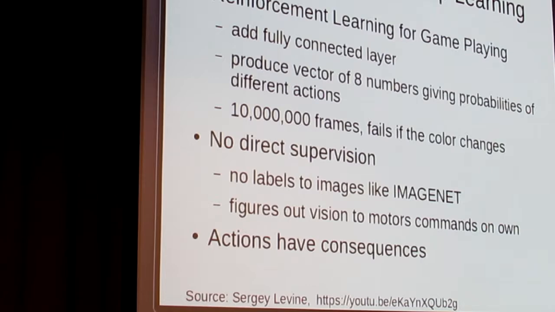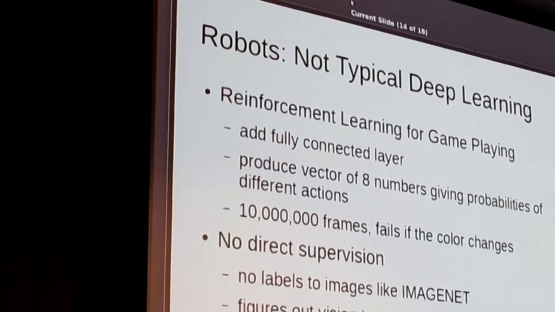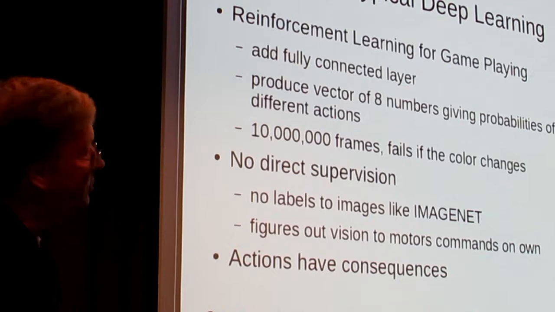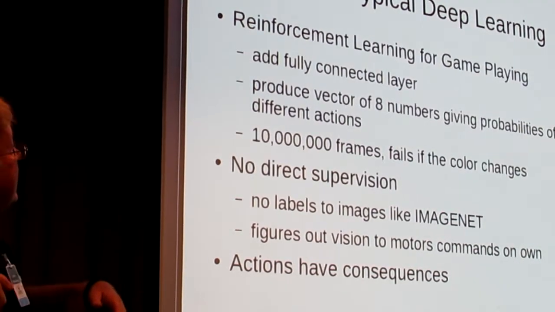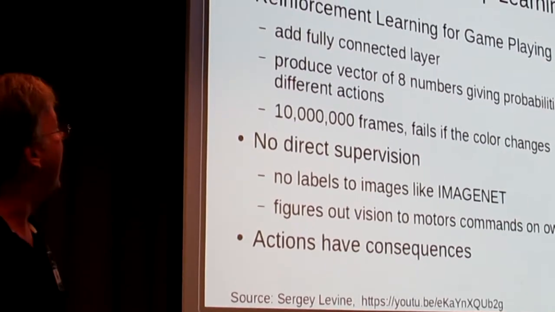Because what we want in robots is reinforcement learning. Now, some of you may have heard of reinforcement learning for playing Atari games. It's really kind of cool. You have the CNN there, and you train it on pictures, and you add a fully connected layer in the back, and then you can produce one of these 8 possible actions.